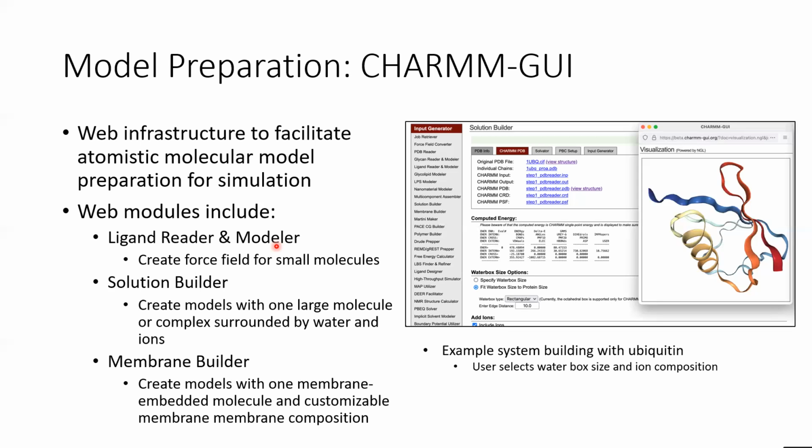You can literally draw it, and then it'll come up with the force field for you, provided that it's not too weird of a molecule. And then given one molecule of interest, like a protein or something, that you expect to be surrounded by water, then we can build a system where it's just that one protein or one protein complex surrounded by water. If instead you have a membrane protein, then we can also build the membrane around your molecule.